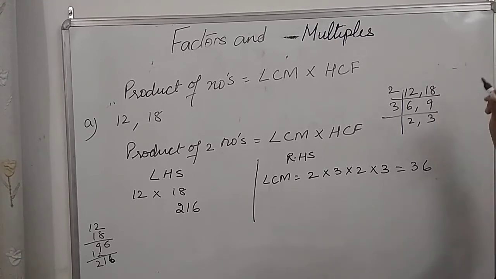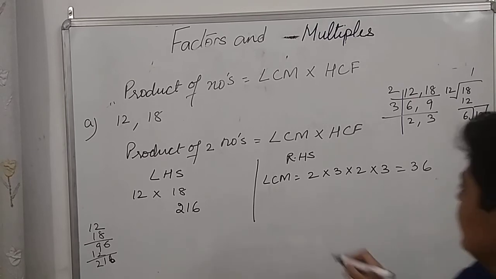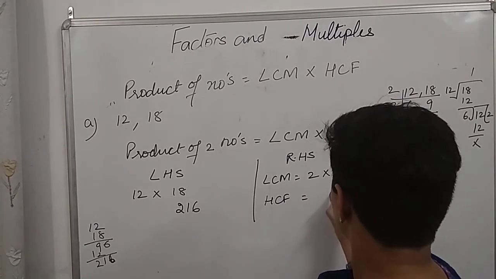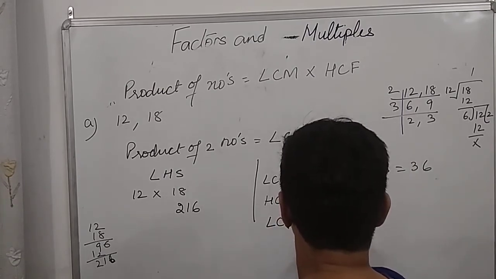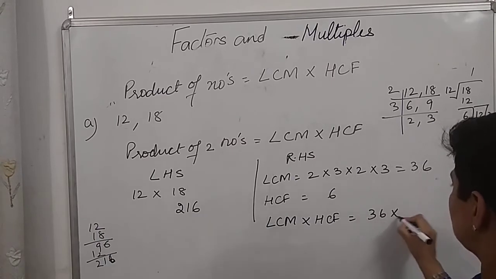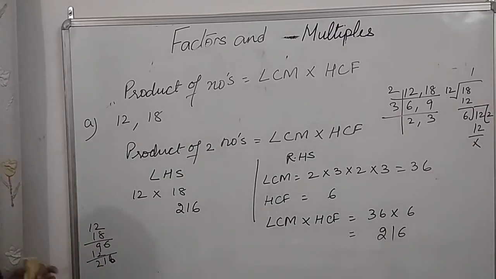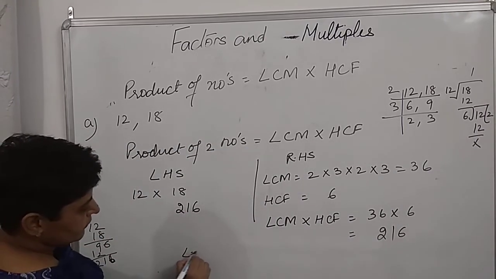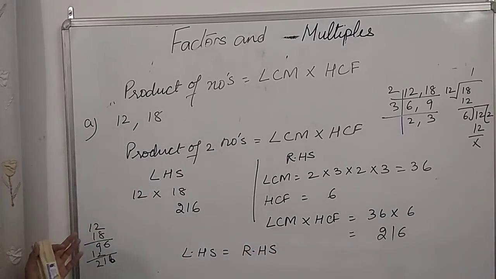HCF we have not done with this method, but we have done it with the long division method. Let's follow that method. So 12 and 18, 1s are 12 and 12. 2s are 12, so HCF is equal to 6. Now the product of LCM and HCF is 36 into 6, 216. So this left hand side is equal to right hand side. Hence this property is correct.